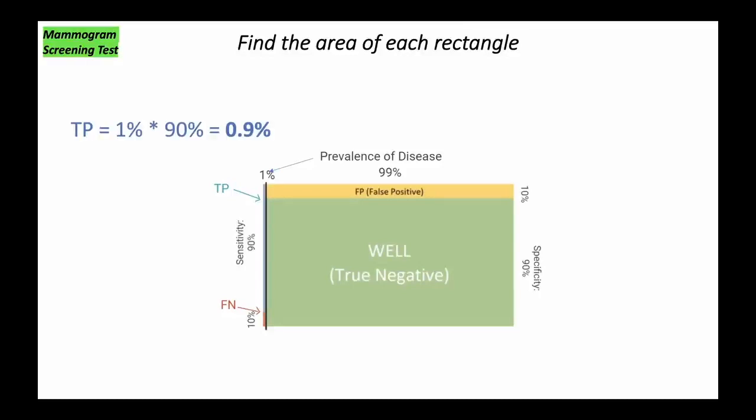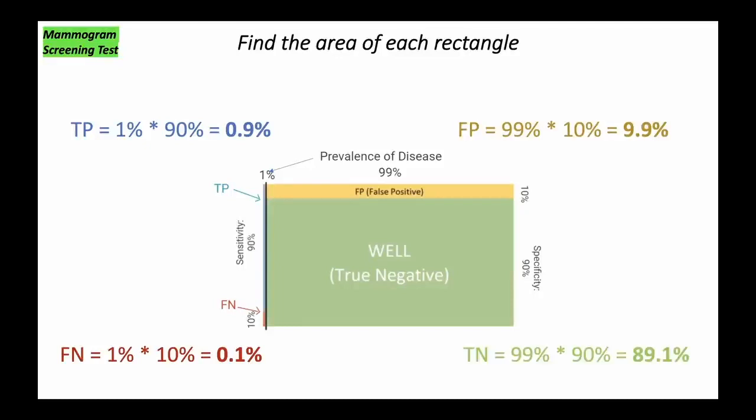All right, so we're going to find the area of each rectangle. If you wanted to find the areas of these rectangles, you just multiply length times width, right? So the 1% times the 90%. For the false negatives, the 10% of that side times the 1%. So again, length times width of each one. For the false positives, 99% times 10%. And then true negatives, 99% times 90%.